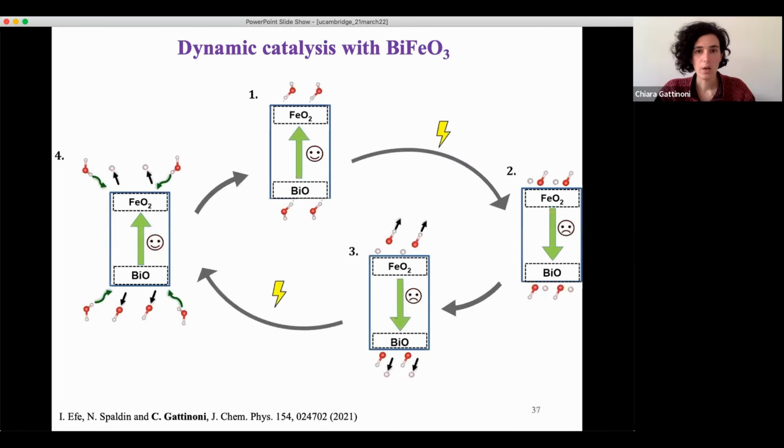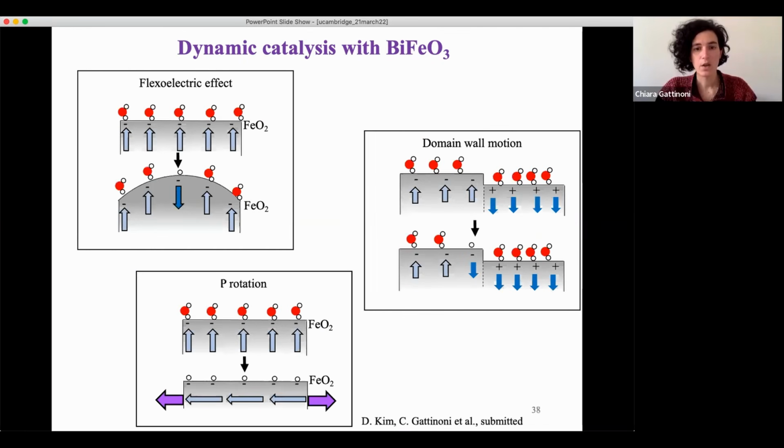So we think that it has to do with the polarization changing away from this happy state. It doesn't have to reverse completely, but at least some surface charges have to be revealed, and where the surface charges are, you have the active sites for the catalysis. So we have some ideas, and this is something that we're working on. The flexoelectric effect could be one.